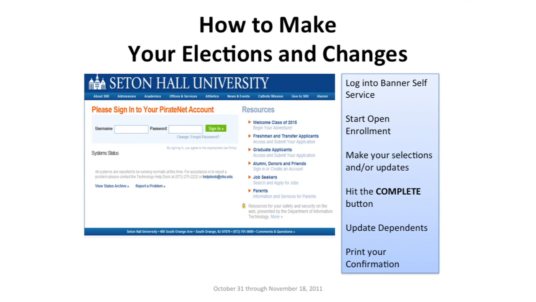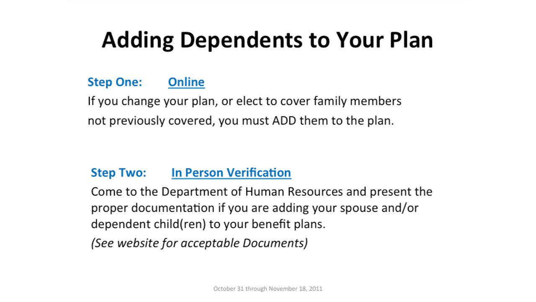How to make your elections and changes. Log into Banner Self-Service, start Open Enrollment, make your elections and or updates, hit the complete button, update your dependents, and print your confirmation.